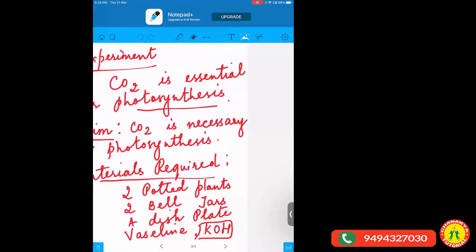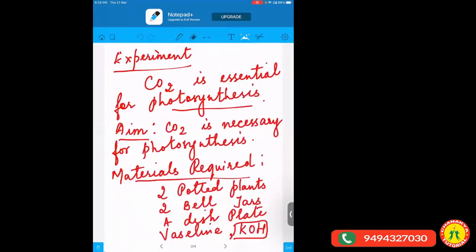The materials required are the two potted plants, two bell jars, a dish plate, the Vaseline, and the KOH. So these are the five things we'll be requiring for the experiment. Two potted plants, two bell jars, a dish plate, Vaseline, and the KOH.